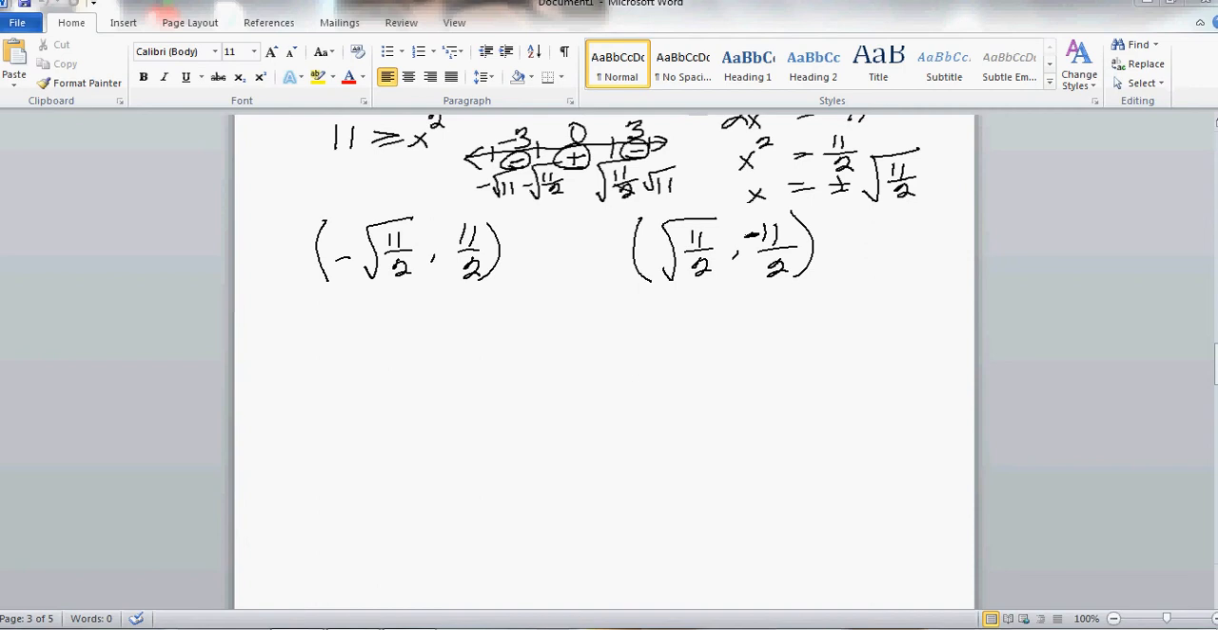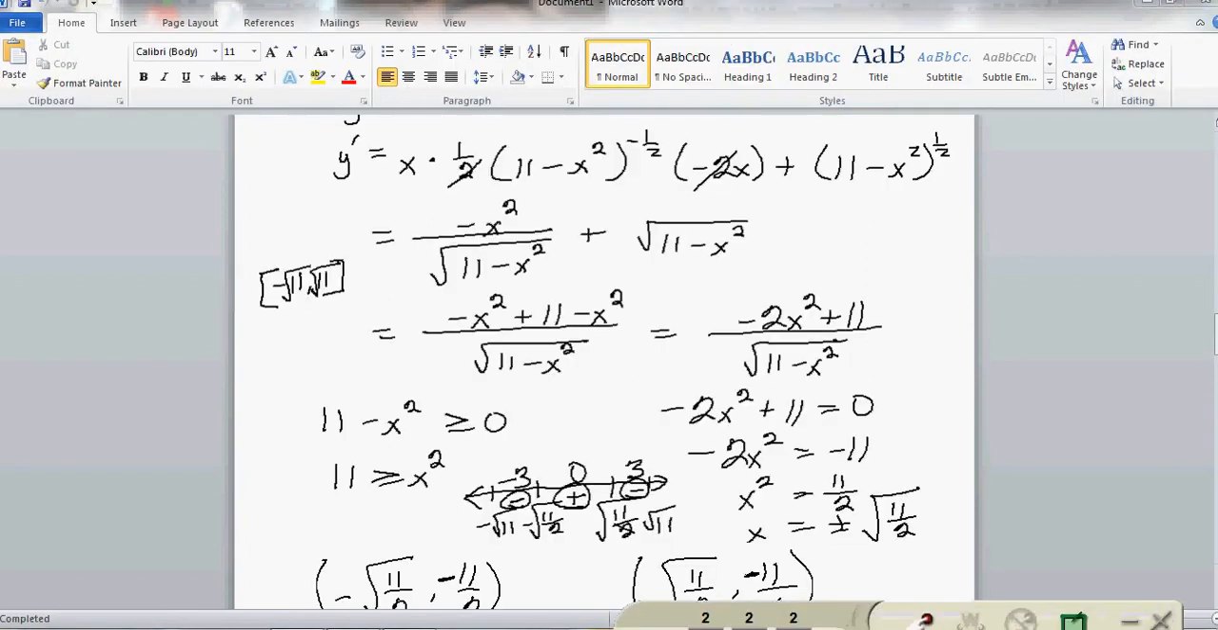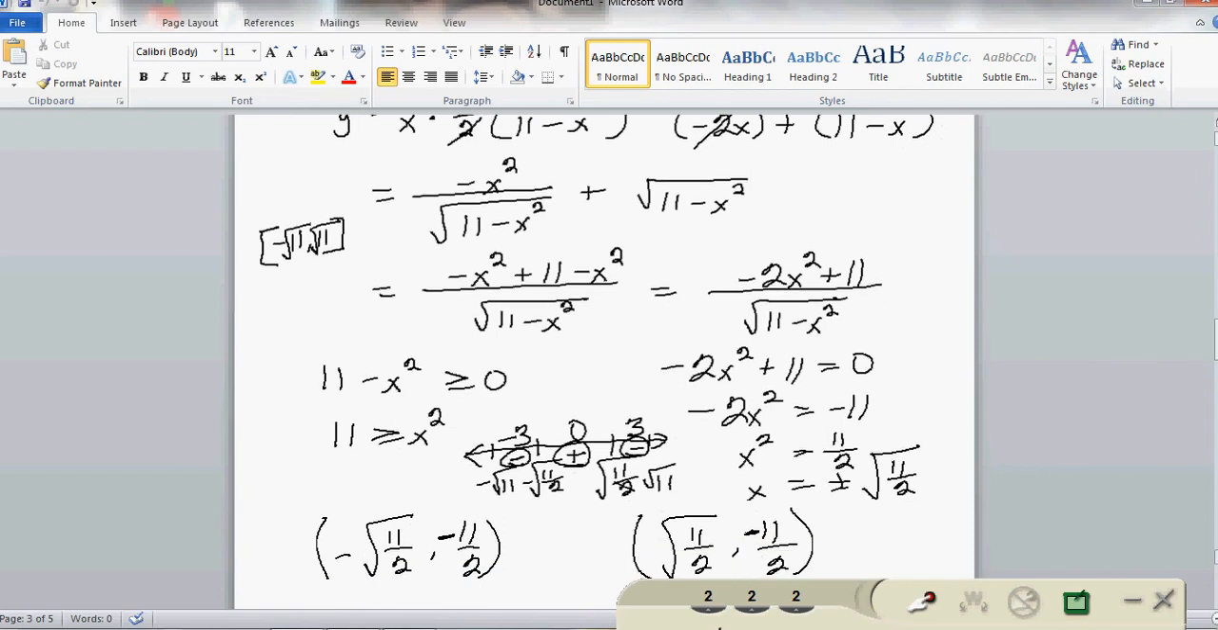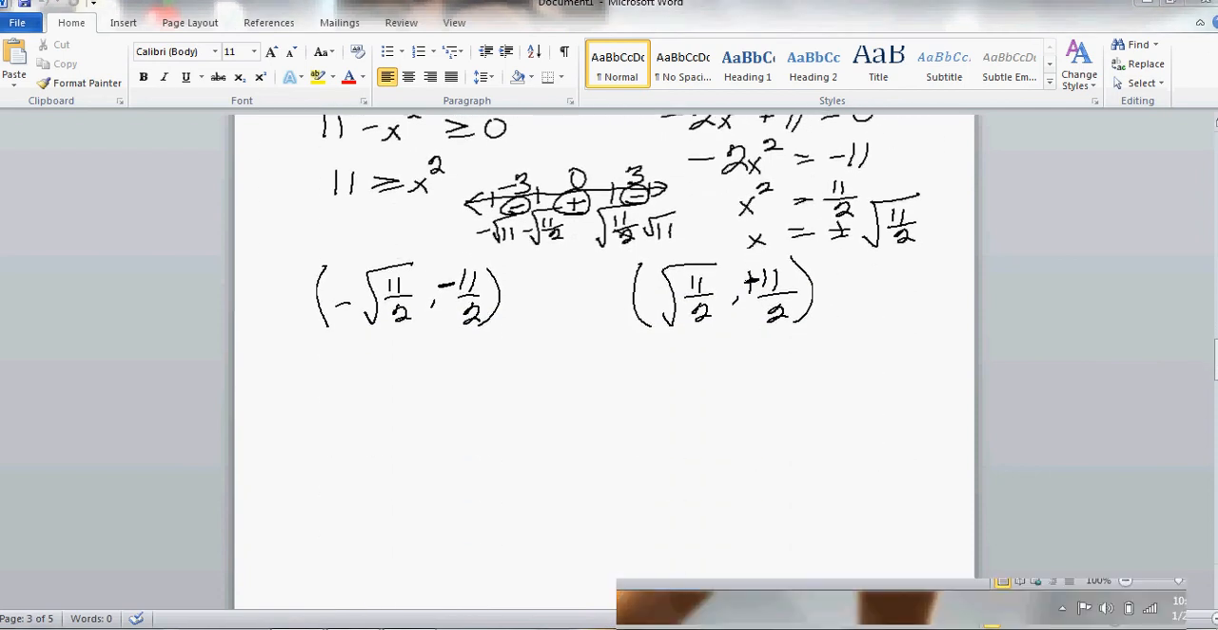Okay, so, does this make sense? Wait, I'm sorry. This is negative. I apologize, I should have had that here. And this becomes positive. Okay, so because I know this is a minimum and this is a maximum, the way I had it just wasn't coming out right.